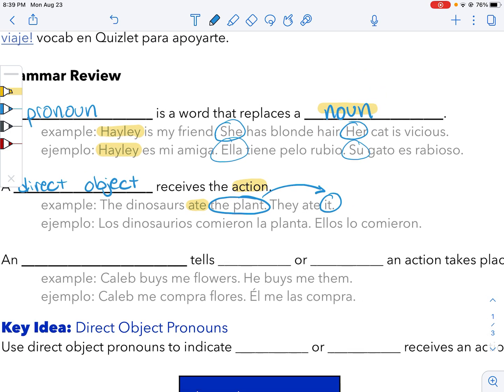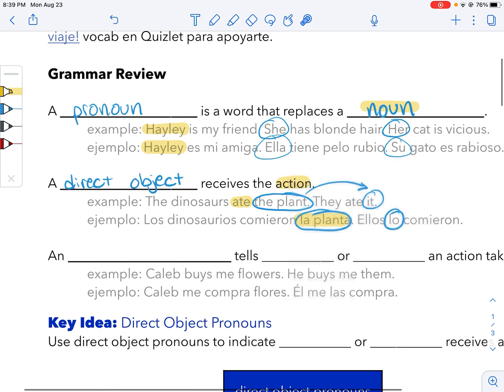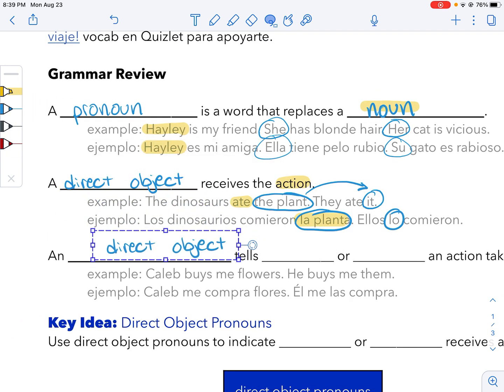Similarly in Spanish, los dinosaurios comieron la planta. Ellos lo comieron. Notice that while the direct object comes after the verb, the direct object pronoun comes before the verb. So that's a fun switch there. Okay. So this is a direct object. A direct object receives the action.